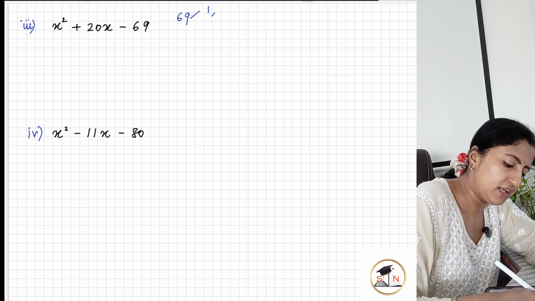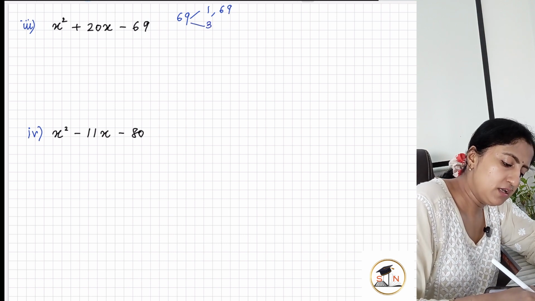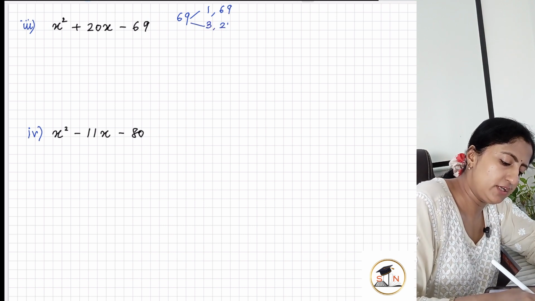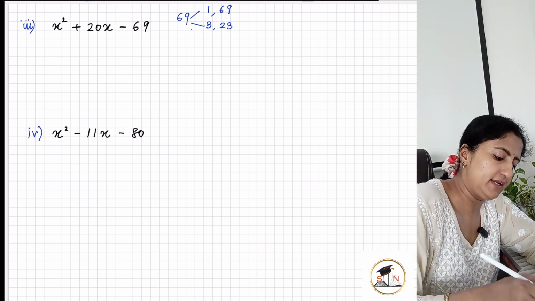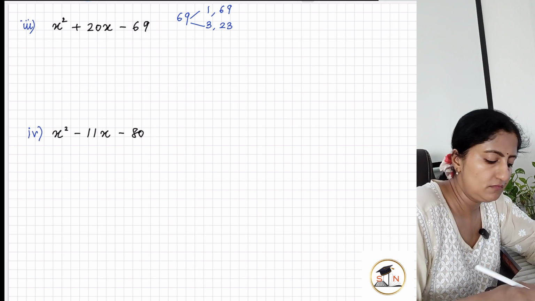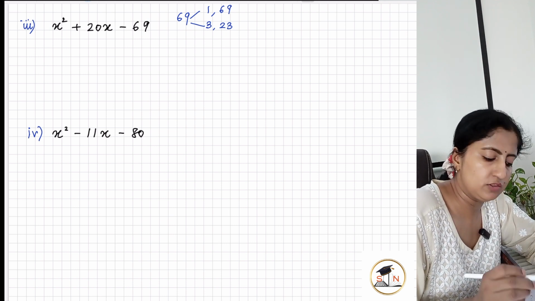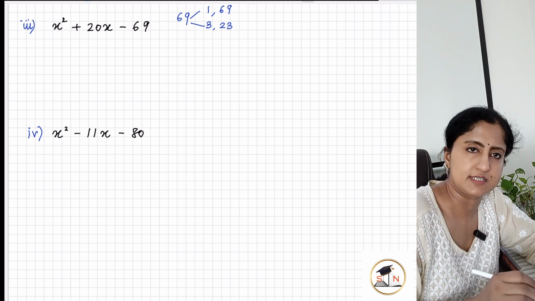The factors of 69 are 1 and 69. It is an odd number, and it divides by 3, that is 3 and 23. Right? And do we have more factors for 69? No, because 23 is a prime number. So those are the two pairs of factors for 69.